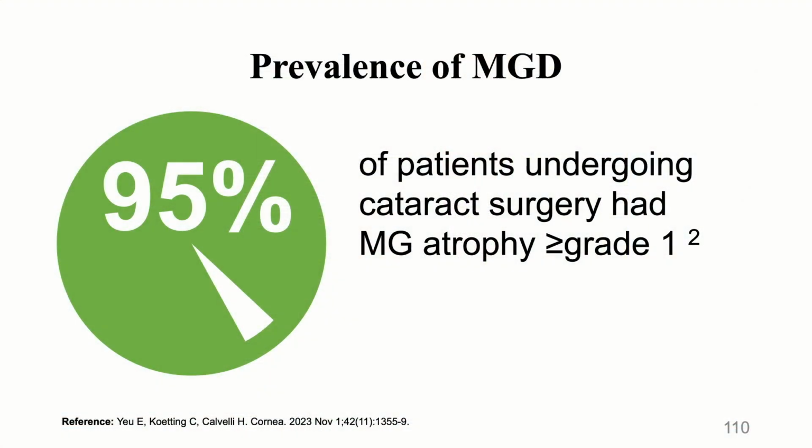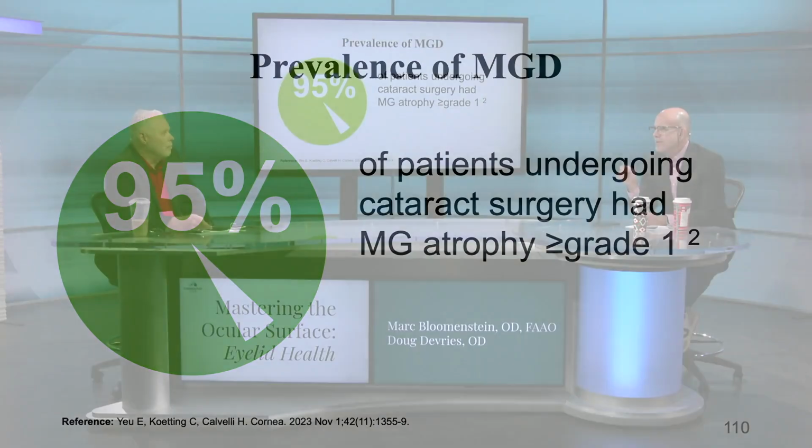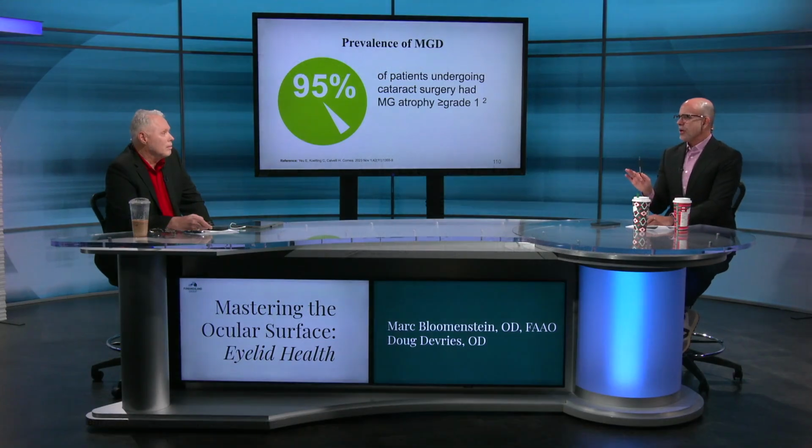This is staggering when you look at statistics. 95% of patients undergoing cataract surgery had meibomian gland atrophy greater than grade 1. And the sad part is that we're doing cataract surgery younger and younger. Do you know what the number one reason why patients don't do as well after cataract surgery is? It's the ocular surface. But if you started managing this before, those patients are going to have a greater opportunity after cataract surgery to have great results.